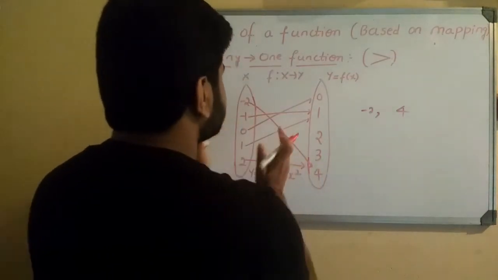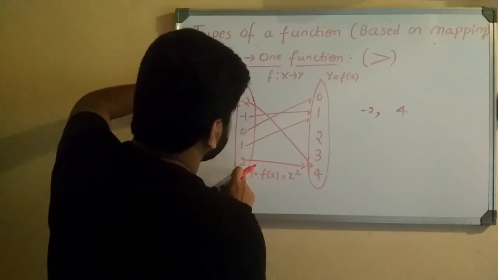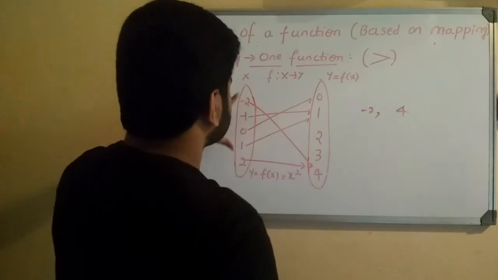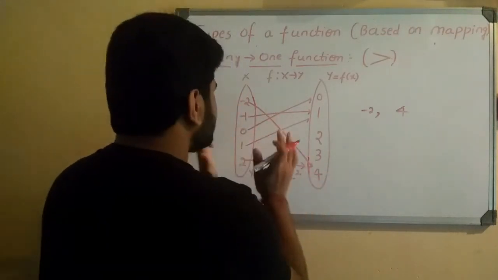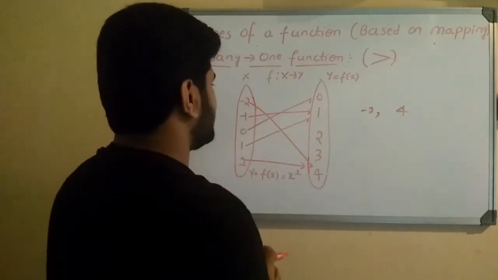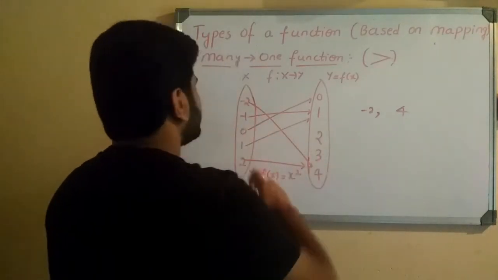If you see this mapping, two elements in a domain map to a single element in a codomain. So this is called a many-one function. And here also the condition is every element in a domain should be involved in a mapping, and also two or more elements in a domain can be involved in a mapping.